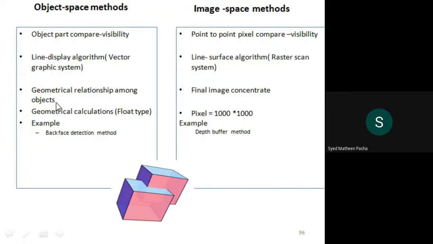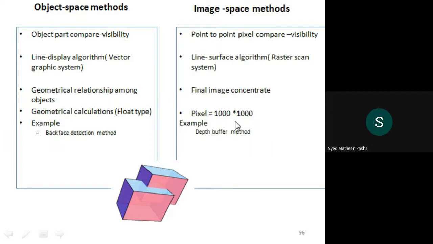Object space methods are used for geometrical relationships among objects. Image space methods are used in image processing. This is one example. Then, how the calculation is done: in image space, pixel to pixel calculation is done, and floating point values with respect to the object are also handled. There are some examples of these methods. The object space method is the backface detection method, whereas the image space method is the depth buffer method. So these are the two examples.